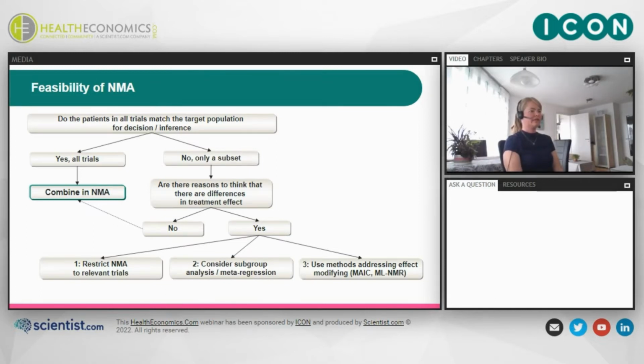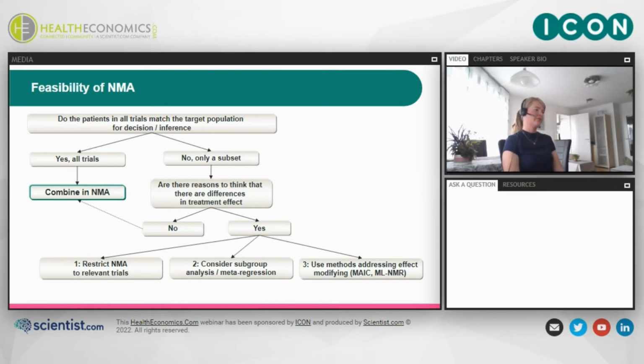Before we can even start conducting our NMA, we need to do a feasibility assessment. So one main question we have to answer is whether the patients in all trials match the target population for decision. And if they do, then all is fine and we can just proceed with the NMA. But if only a subset matches, then we need to ask ourselves whether there are reasons to think that there are differences in the treatment effect. If there are not, then fine, we can just proceed with the NMA. But if there are, then we need to think about how to deal with it.